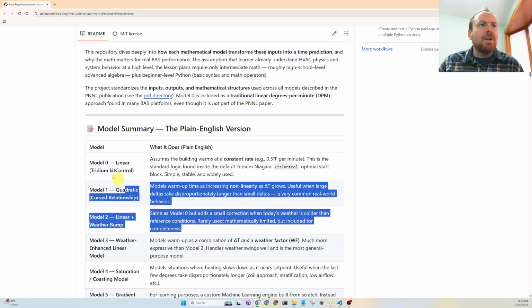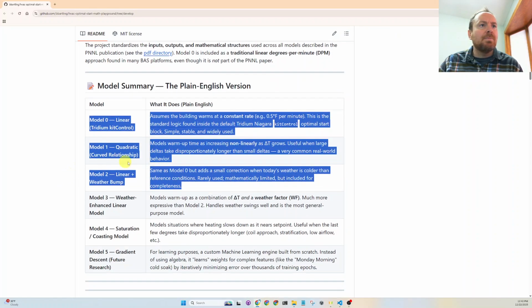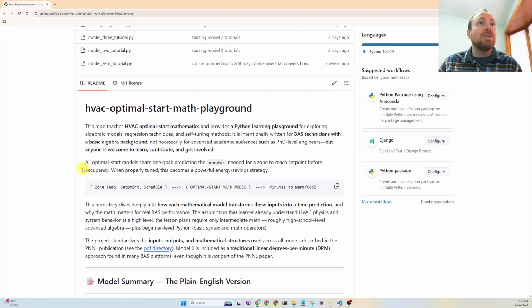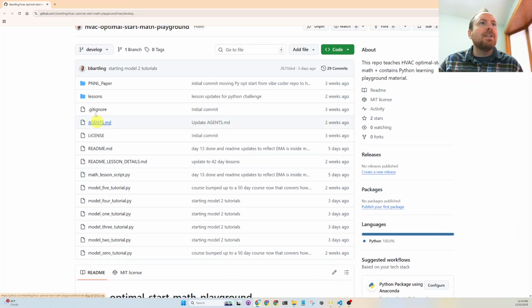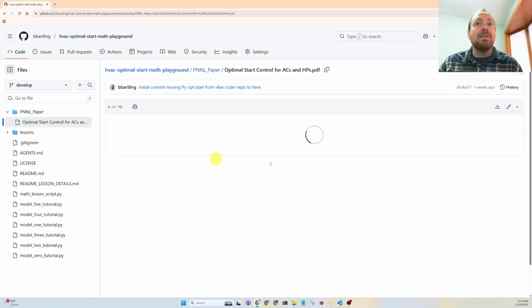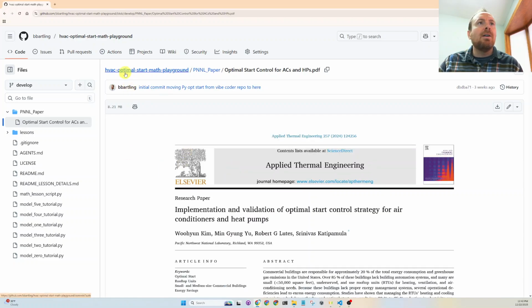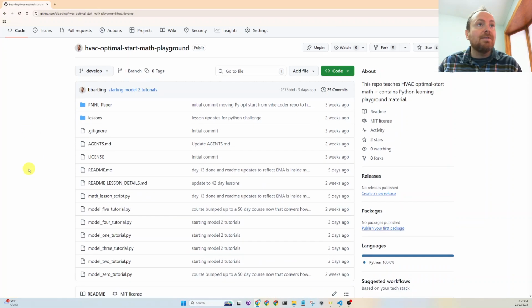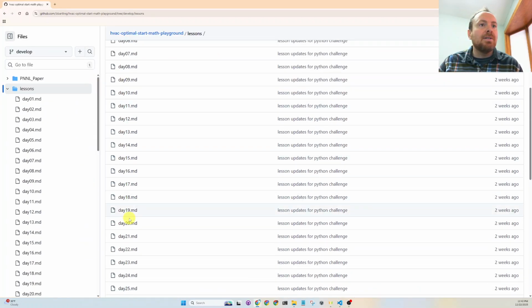So yeah, that's where we're at in this coursework created by AI. It's been good. So if you haven't already, make sure you read the paper here. It's a good paper. You can even read it right in the browser. So that's basically what all this content is created off of, is research by PNNL. So let's dive into it. Day 20.